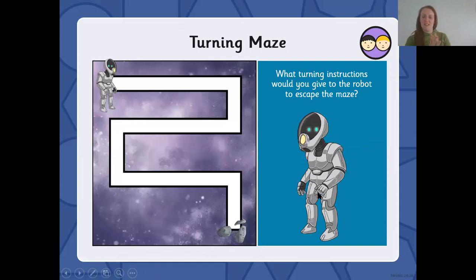Okay, so let's have a little go at this then. This is really, really good. You can write this down if you want to, or you can just do it verbally with me now. What turning instructions would you give to this robot to escape the maze? So he's firstly got to move in this direction. Now, if you remember, we said north, south, east, and west. So we're going to ask him to walk east until he gets to the end. Which way is he going to turn when he gets to the end? And how far is he going to turn? Well, he is turning clockwise because we need him to turn around and face this way, 1/4 turn.